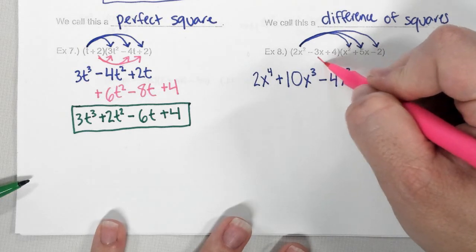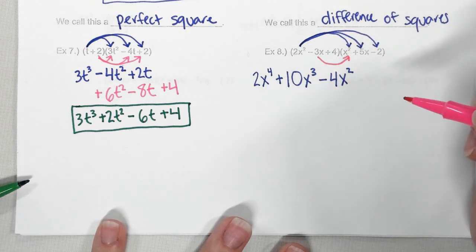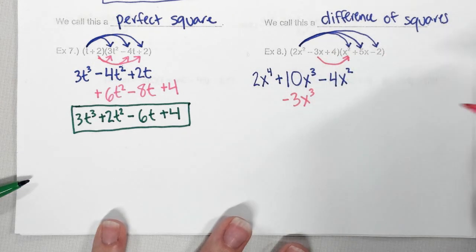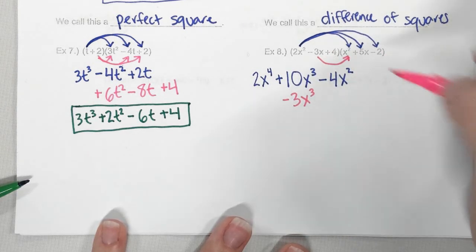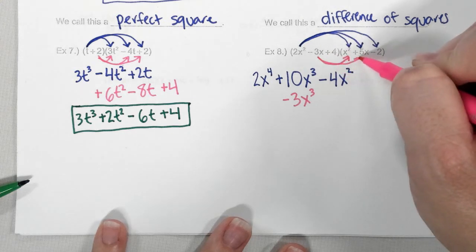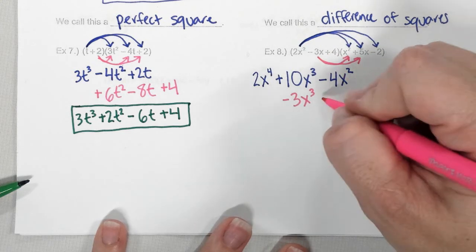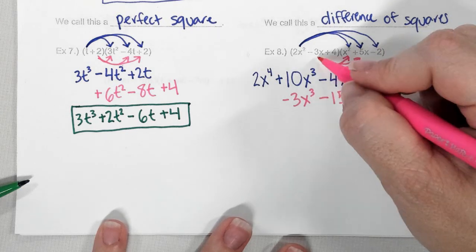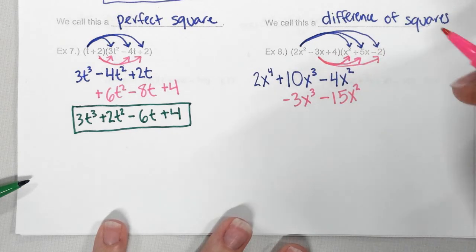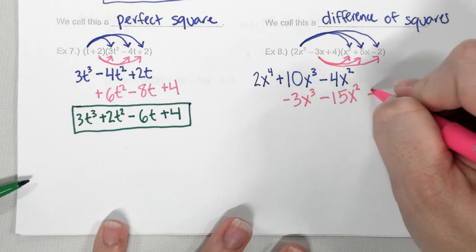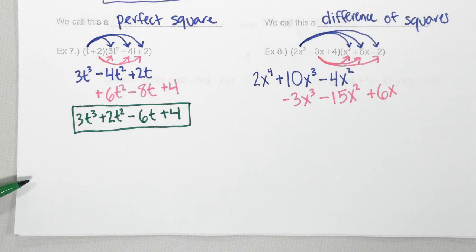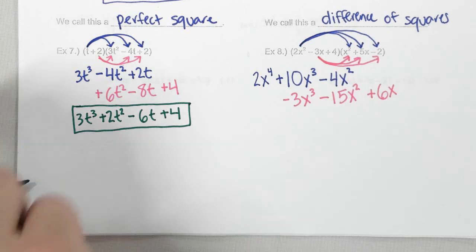So now we have the negative 3x times x squared. Negative 3x cubed. So I'm going to line it up with the cubed. Negative 3x times 5x. Negative 15x squared. And then negative 3x times negative 2. Positive 6x. 2 negatives makes a positive, yes? Everybody okay with this so far? Okay, one more term to distribute.